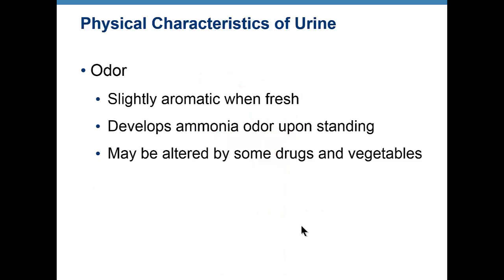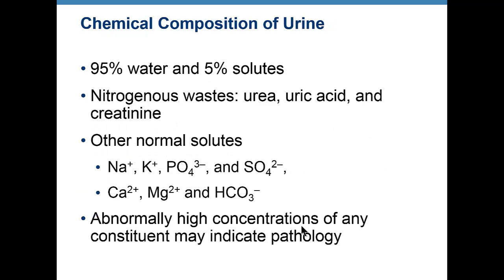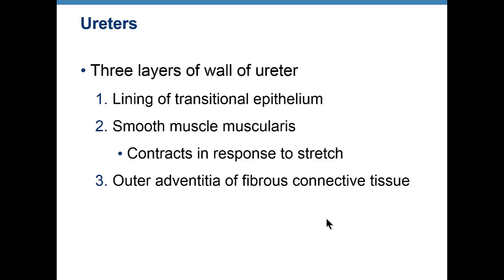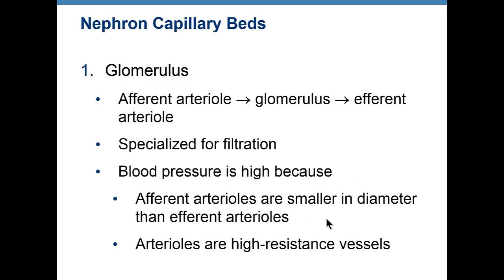Okay, we talked about urine in lab, so I'm not going to go into the physical characteristics of urine again. This is all for lab. Ureters, again, are the passageways for carrying urine from the kidneys to the bladder. So once it leaves, it's done. That fluid is lost once it hits the bladder. I'm not going to talk about that. We're not going to talk about kidney stones. That's all lab stuff. But now we'll talk about the glomerulus.